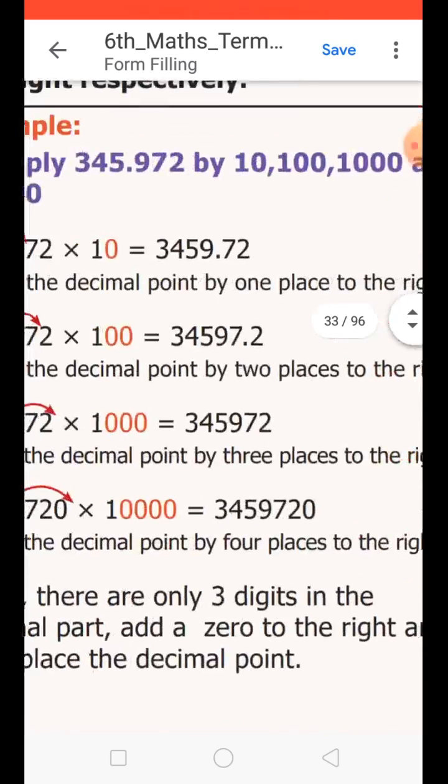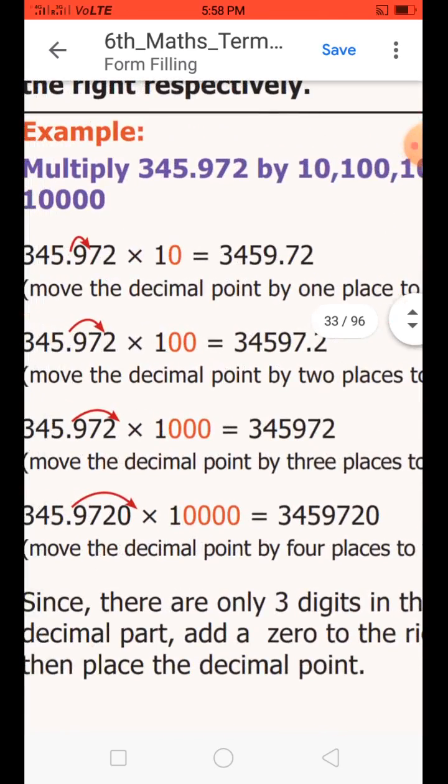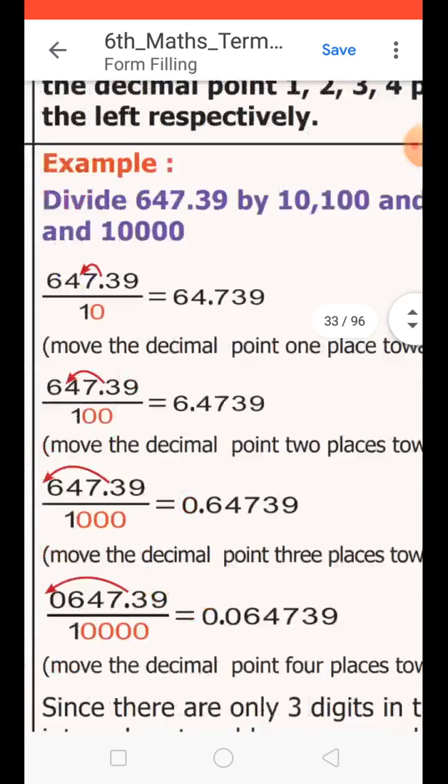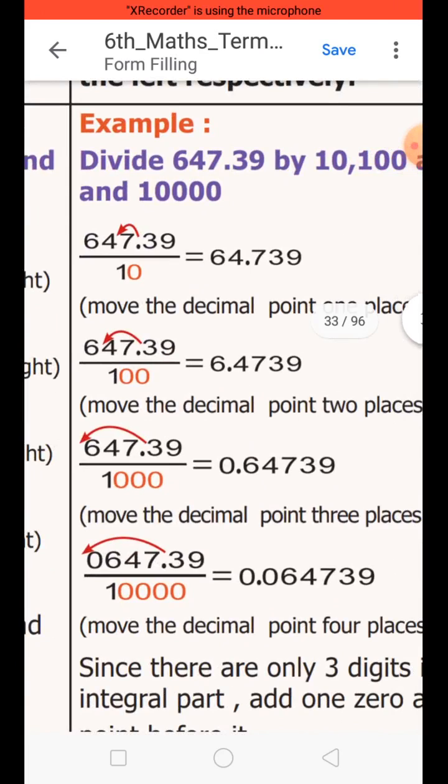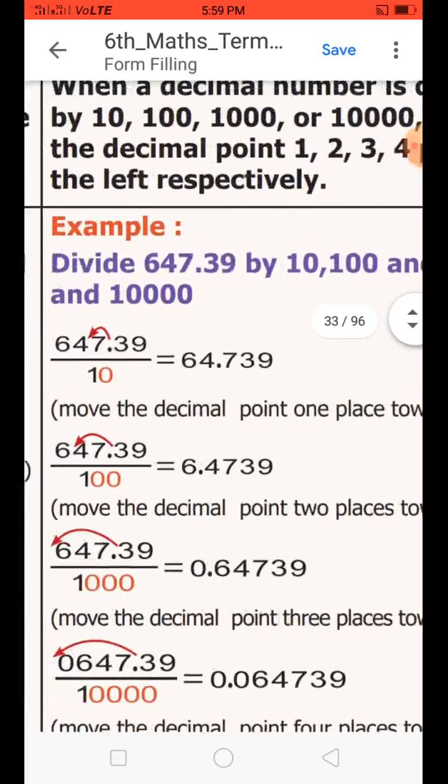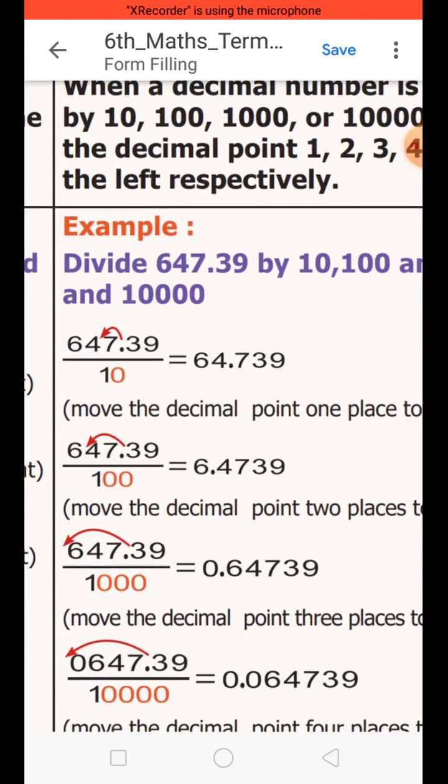Multiply means the decimal point moves to the right hand side, correct? So multiplication means the decimal point is moving to the right hand side, but in divide it is the opposite. If you divide the decimal number by 10, the decimal point moves one place towards the left. So multiplication means right, division means left, that's it.